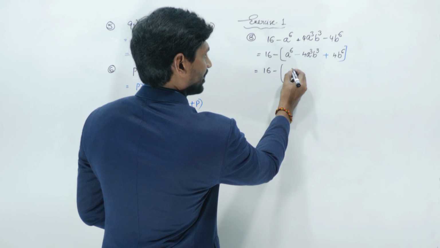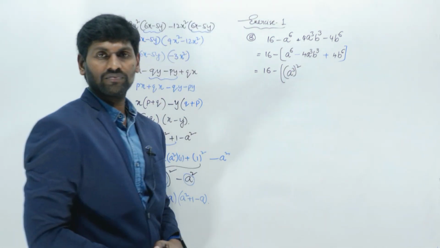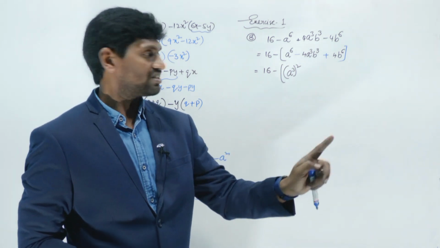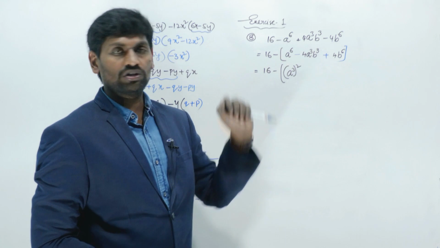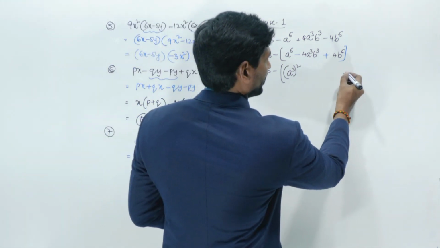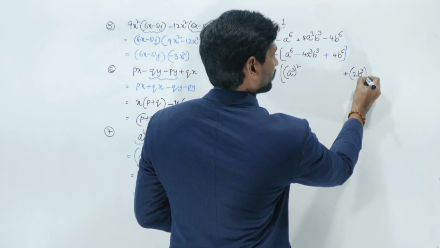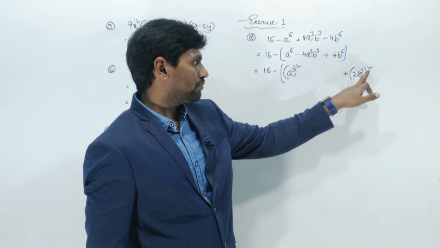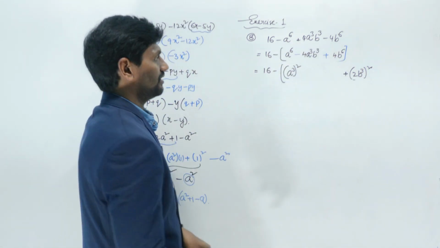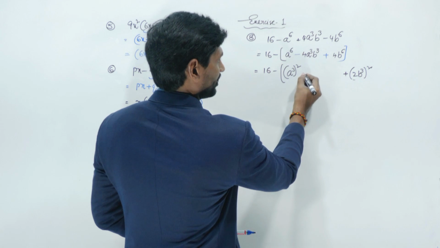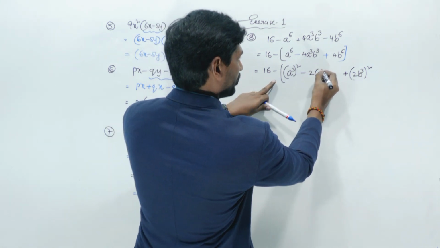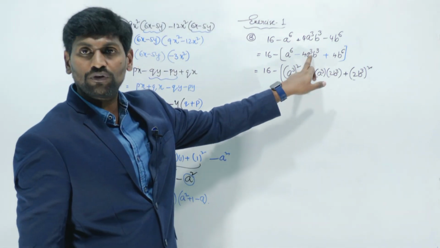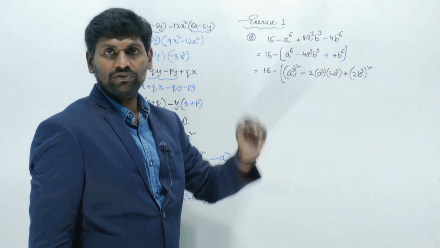Now a power 6 we can write as (a cube) whole square, using the law of exponents: a power m whole power n is a power m into n. The last one I can also write as (2b cube) whole square. That means 2 square is 4, and (b cube) whole square means b power 6. Then a square, b square, minus 2ab: 2 into a value a cube, b value 2b cube. Check: 2 into 2 is 4, a cube into b cube, 4a cube b cube.